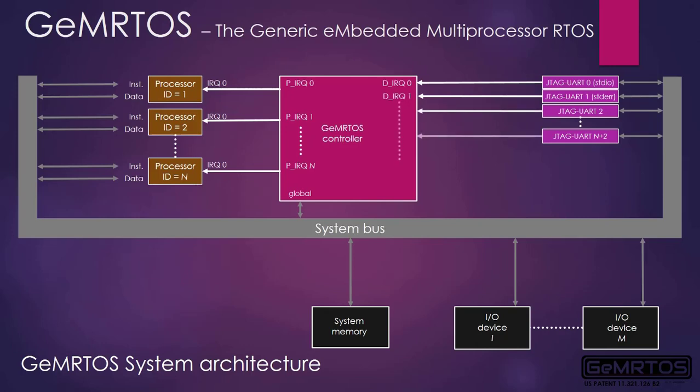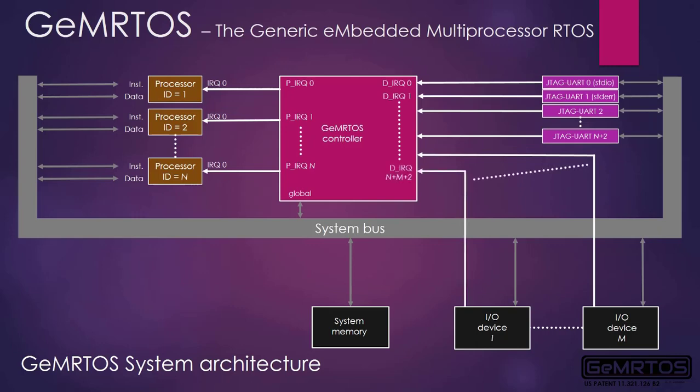As a result, the GeMRTOS controller is in charge of determining which processor is best suited to execute the interrupt service routine during runtime. The GeMRTOS controller handles all external hardware events and is configured during runtime to determine which processor should be interrupted in order to execute the GeMRTOS code based on the status of the GeMRTOS data structure. The system architecture can support both homogeneous and heterogeneous multiprocessor systems.